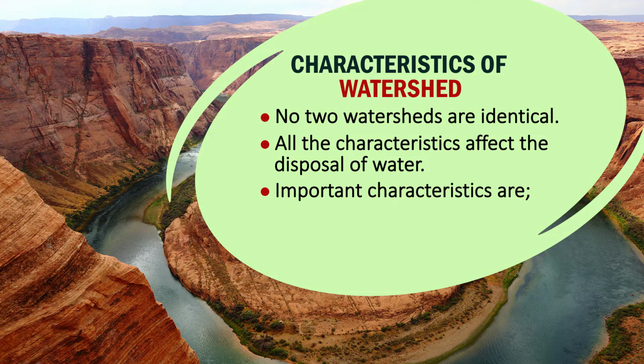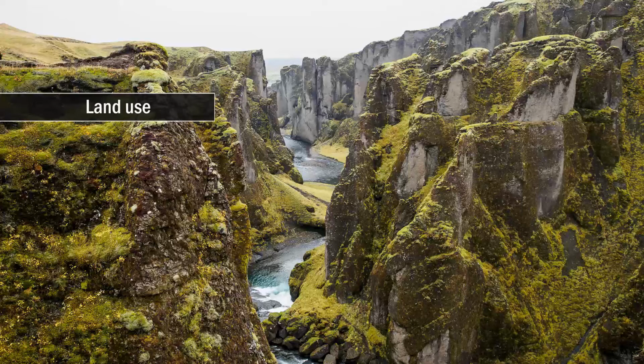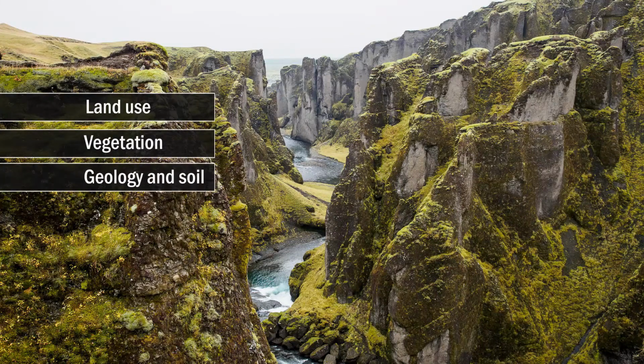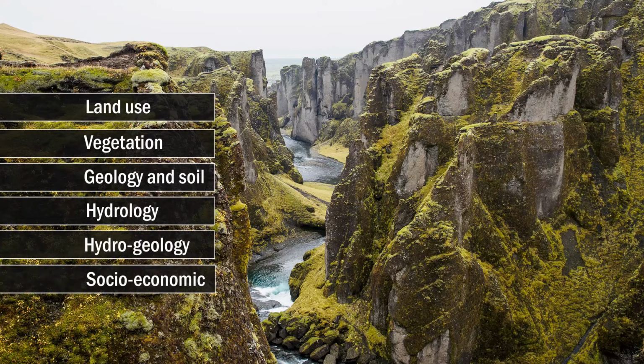Then what are the important characteristics? First and foremost are size, shape, physiography, slope, climate, drainage system, then the land use, vegetation structure, geology and soil, then hydrology, hydrogeology, and at last, the socio-economic characteristics of that particular watershed.